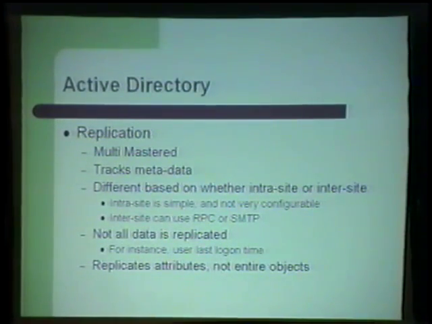Not all data is replicated. The key one is last logon time. If you're making a query to find out when the last time a user logged on, you end up querying every one of the domain controllers, because that information does not get replicated out. It replicates attributes, not entire objects. So, for instance, if you change your password, it doesn't replicate your entire user object. It replicates just that attribute change, your password.